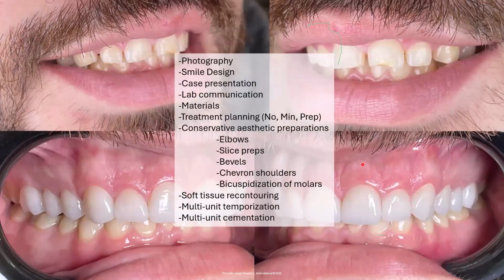So level one, we go through photography, smile design, case presentation, lab communication, materials, and treatment planning. Are we going to do a no-prep, minimal prep, or full prep type of case? With conservative aesthetic preparations, we talk about the elbows, slice preps, bevels, the chevron shoulders, the bicuspidization of molars. We could talk about midline shifts. We talk about soft tissue recontouring, multi-unit temporization, and multi-unit cementation. So level one has a lot in it.